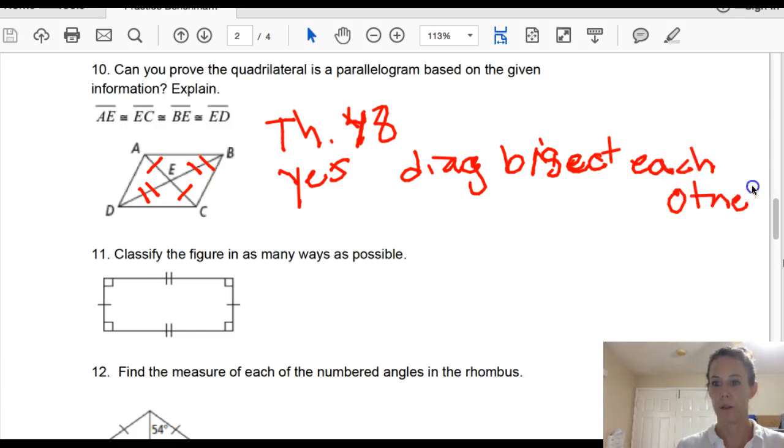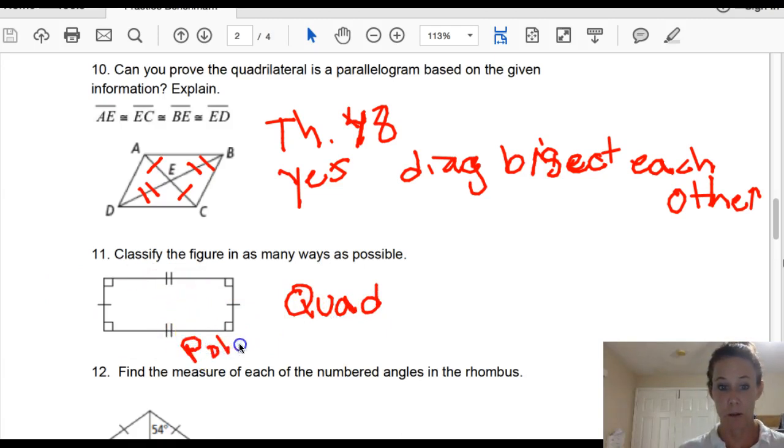That's taking too long. Okay, let's go ahead to number 11. Classify the figures in as many ways as possible. Now, the basic figure here is a quadrilateral. It has 4 sides. Before that, you could even say it's a polygon. I won't mark you wrong if you don't start here, but you could say polygon on this one.